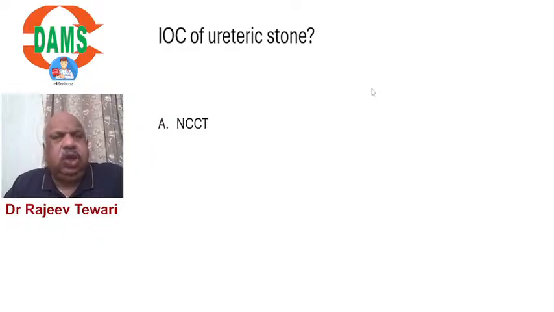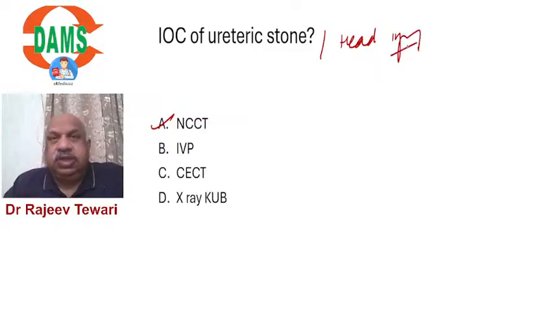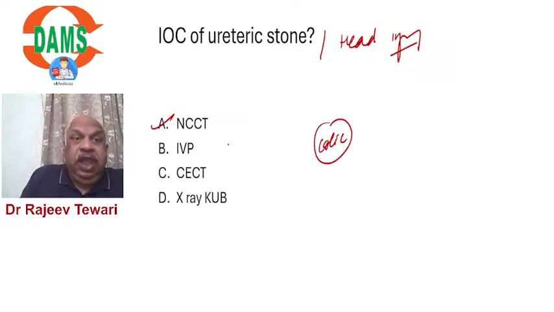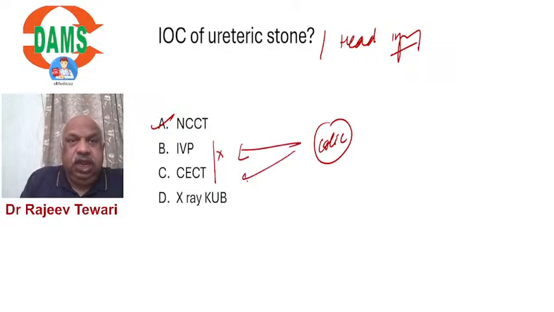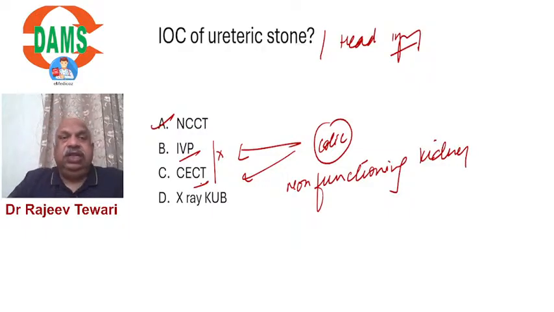IOC of ureteric stone, a very commonly asked question, has been asked many times. Answer is NCCT. Non-contrast CT is for ureteric stone as well as for head injury, like extradural hematoma, NCCT, not CECT. And one more point, at the time of colic, never ever order IVP or CECT. If you order, because the kidney stops functioning for a few hours or maybe 1 or 2 days at the time of colic, you will find a non-functioning kidney. So never order IVP or CECT at the time of ureteric colic, otherwise there will be no contrast on that side and you get the idea as if the kidney is not functioning, and it will become normal in a day or 2. So NCCT is the best investigation to see stone.